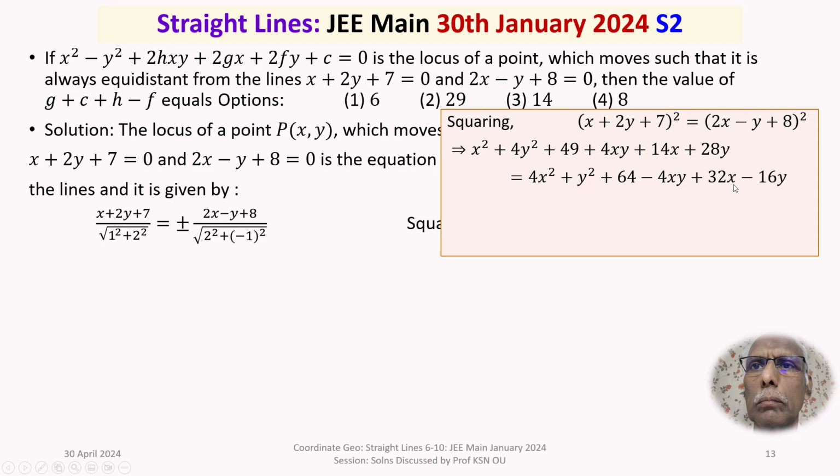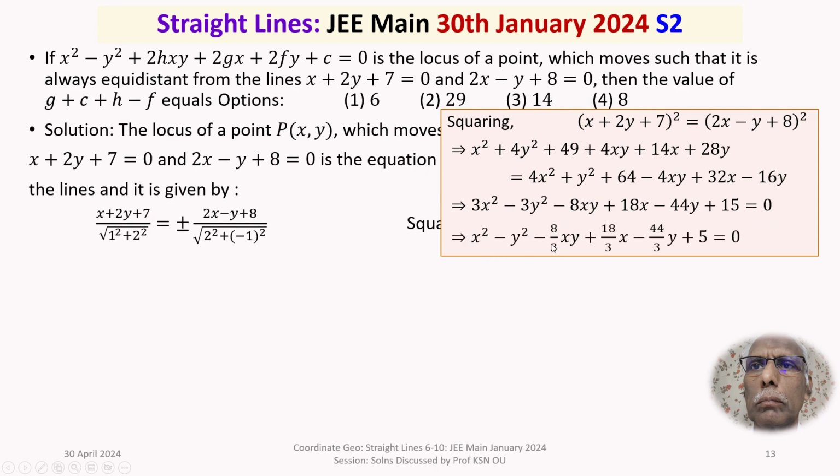And simplify, we will get 3x square minus 3y square minus 8xy plus 18x plus minus 44y plus 15 is equal to 0. Divide throughout by 3, we get x square minus y square minus 8 by 3xy plus 18 by 3, you can also write 6x minus 44 by 3y plus 15 by 3, that is 5, is equal to 0. So this is the equation. So this is the locus of this point P x y, but this locus is given to be x square minus y square plus 2hxy plus 2gx plus 2fy plus c is equal to 0. These are one and the same equations.